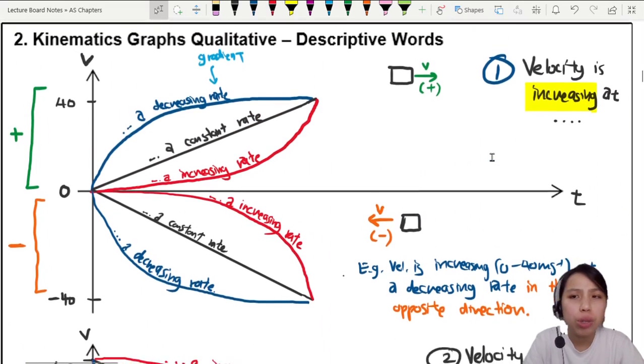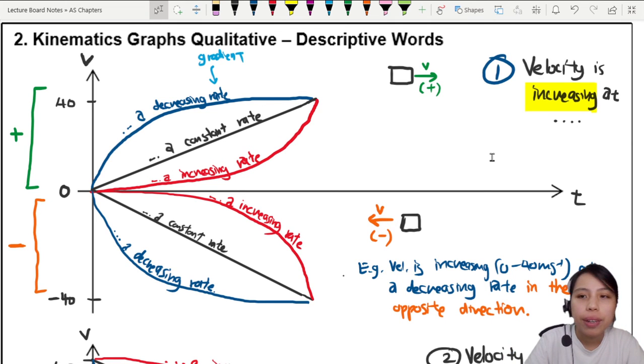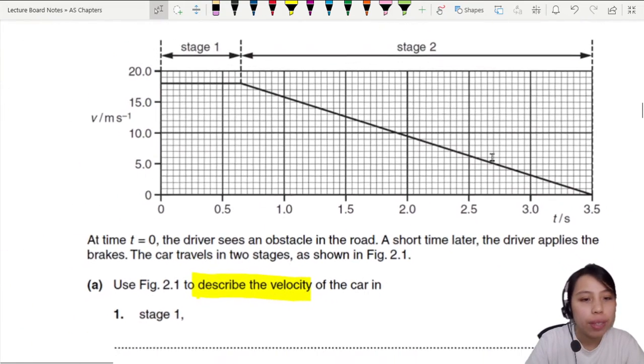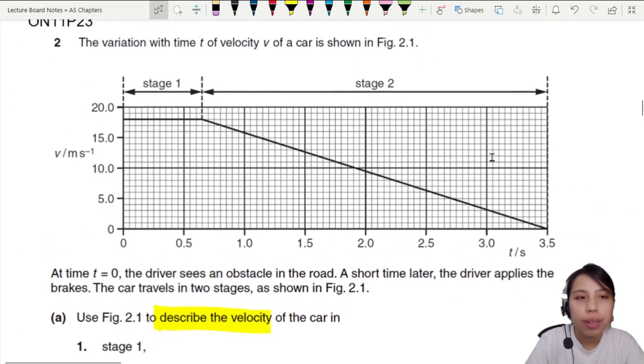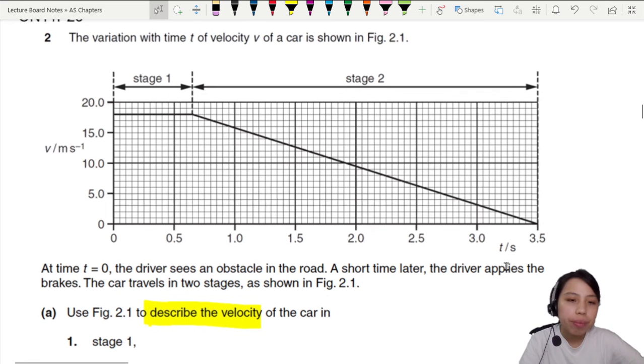Okay, if your brain hang, you pause the video, you go and look at it and try to internalize how to describe the graph. Don't say, oh, it increased like that. Okay, what is like that? You will need to write it out in this question. So here you have a variation, velocity of a car. Stage 1 is like that, stage 2 like that.